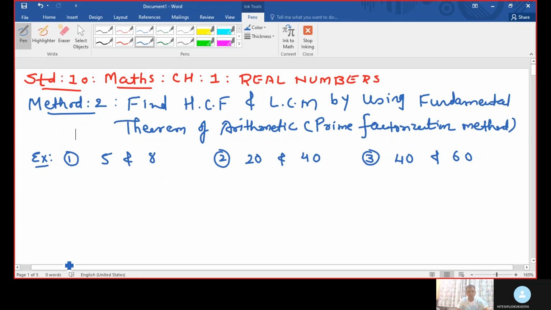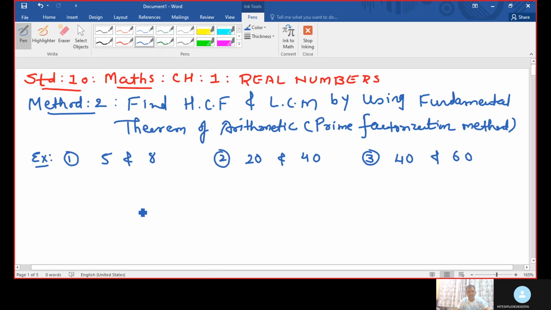Namaskar friends. In the last lecture, we started chapter number 1, Real Numbers, and already completed the first method, the fundamental theorem of arithmetic, also called the prime factorization method. Now in this lecture, we discuss method number 2: find HCF and LCM by using the fundamental theorem of arithmetic.